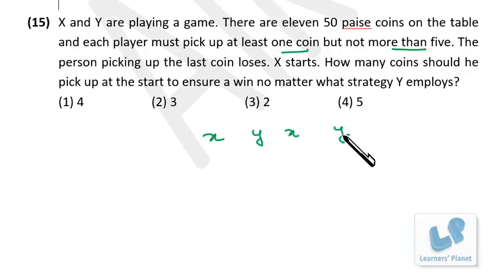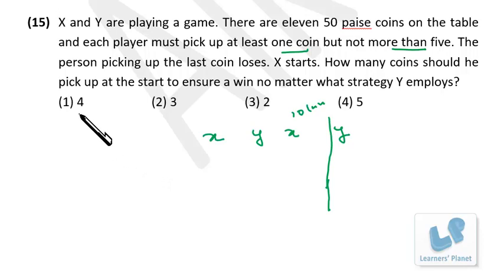Now since the person who is picking up the last coin is losing, if X has to win, the story should end with 10 coins. After X picks up the last coins, there should be just one coin that has to be picked up by Y, right? And at the last also, X should not pick up more than 5. Okay, so what we can do, we can go by the backward approach. That would be really simple to do.